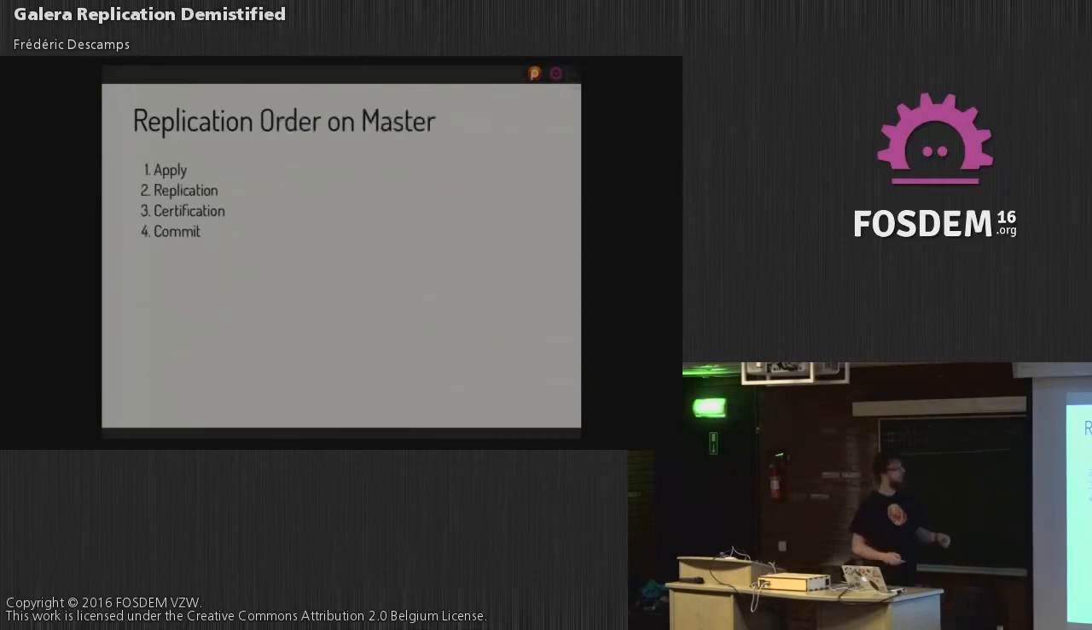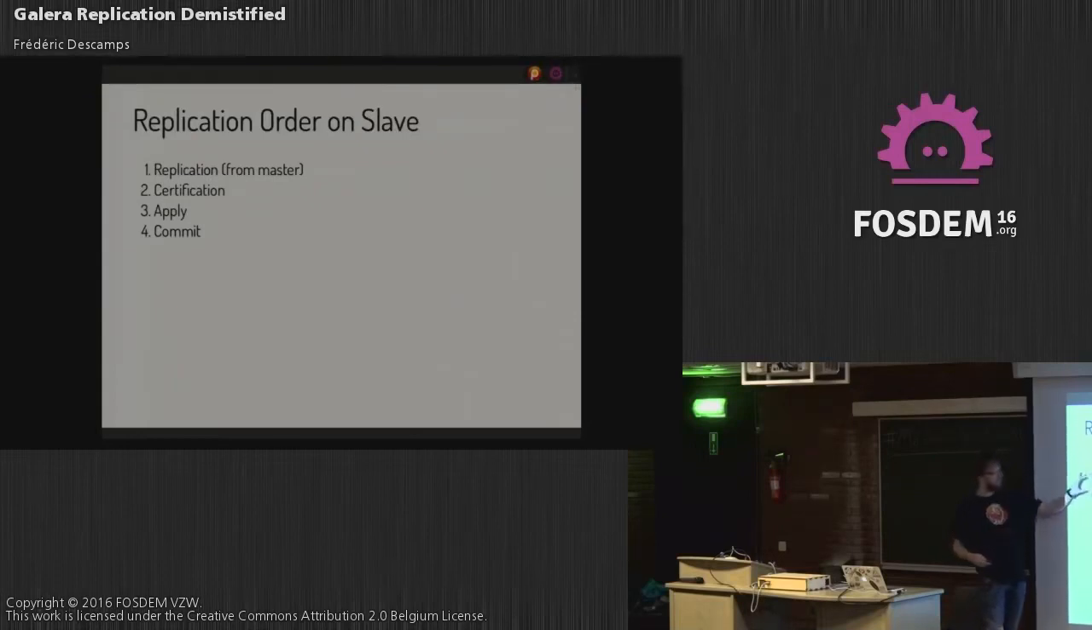And I will show you, for example, on the master, so the server that gets the transaction to be done, it applies. So you modify rows, it modifies the rows, then it will replicate to all the other nodes, then certification happens, and then if certification passes, it commits. On the slave, it gets the data first, then it certifies, and if certification passes, it will make the change and commit. Okay? So this is different.